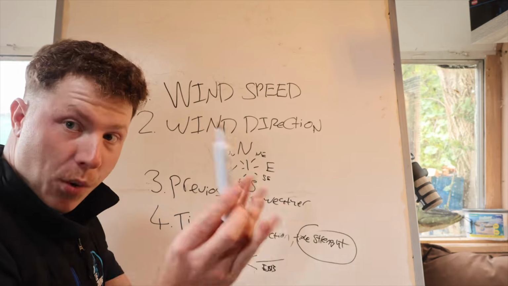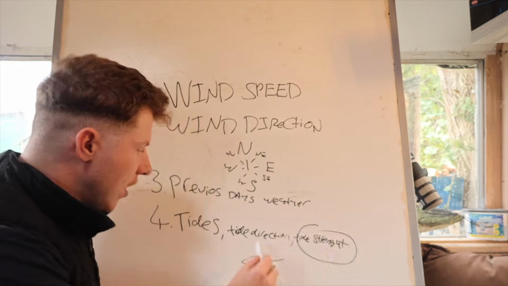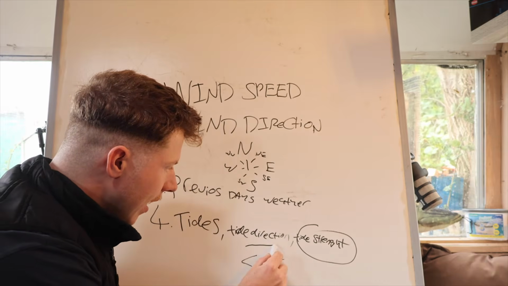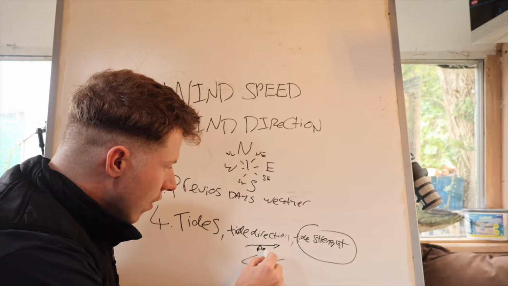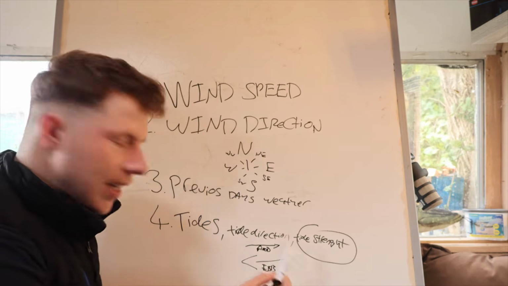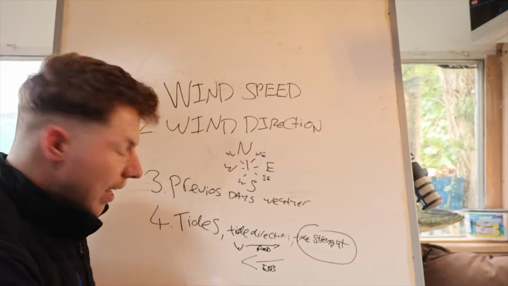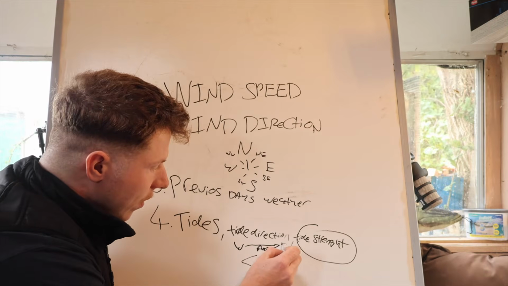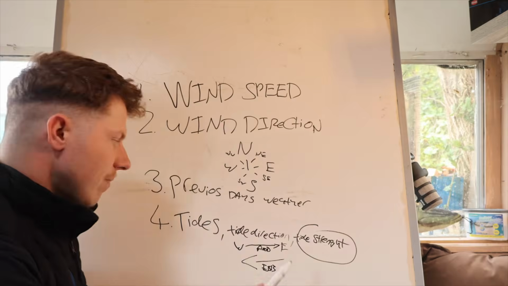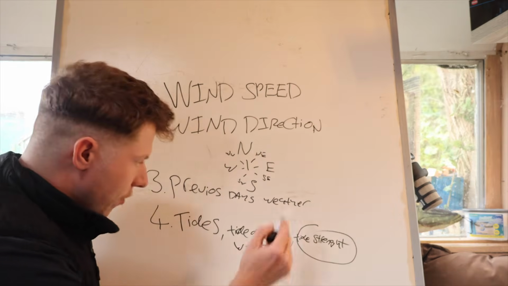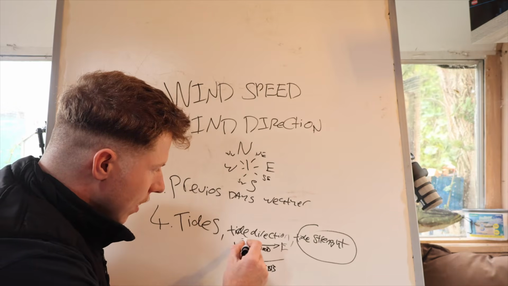Now again, using Eastbourne as an example on the south coast, if we have a flooding tide, so the flooding tide is coming from the west and it's going towards the east. Now, a westerly wind means it's coming from the west. So if we have a westerly wind, the wind is going this way.